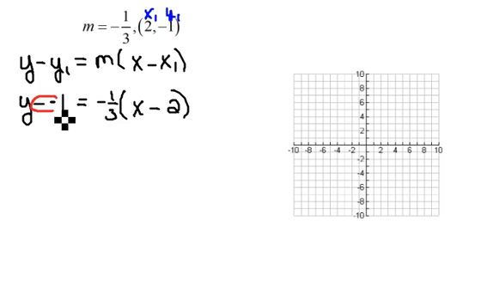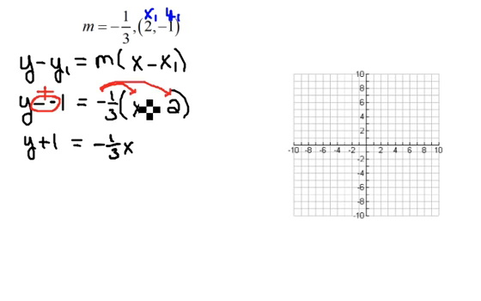Now, we need to clean things up. This double negative is really a positive, so that would be y plus 1 equals, and you know what, I'm going to go ahead and distribute this out in this step, so that I don't have to do two steps. So negative 1/3 times x would be negative 1/3 x, and negative 1/3 times negative 2 would be positive 2/3. Now we can go ahead and subtract 1 from both sides.